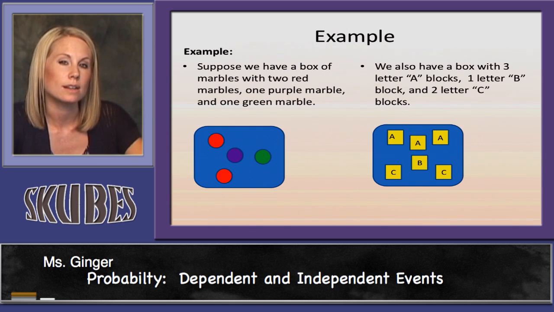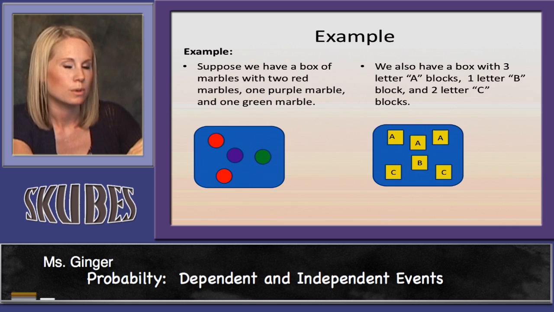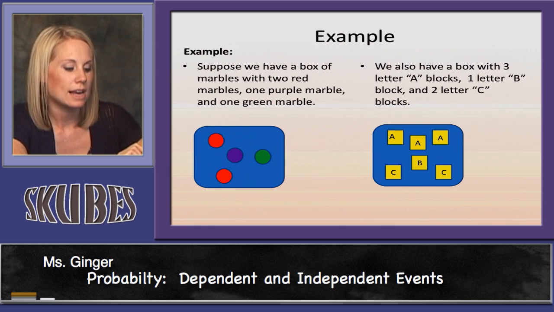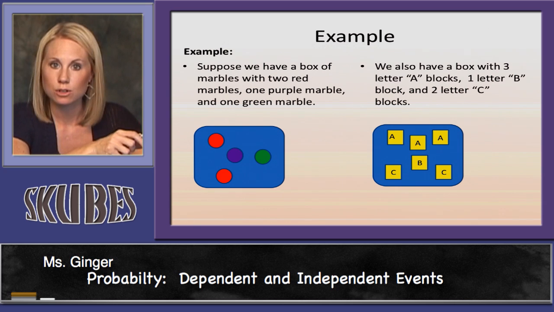Alright, so we'll take a look at an example. Suppose we have a box of marbles here. We've got 2 red marbles, 1 purple, and 1 green. And then in another box over here, we have some letter blocks. We've got 3 A's, 1 B, and 2 C's. I'm going to use these sets to kind of pick apart these terms a little more.